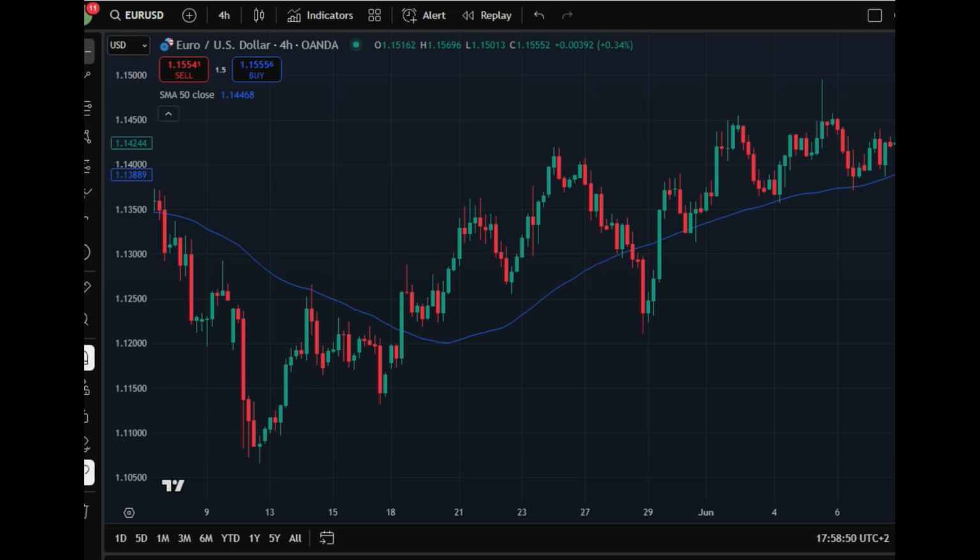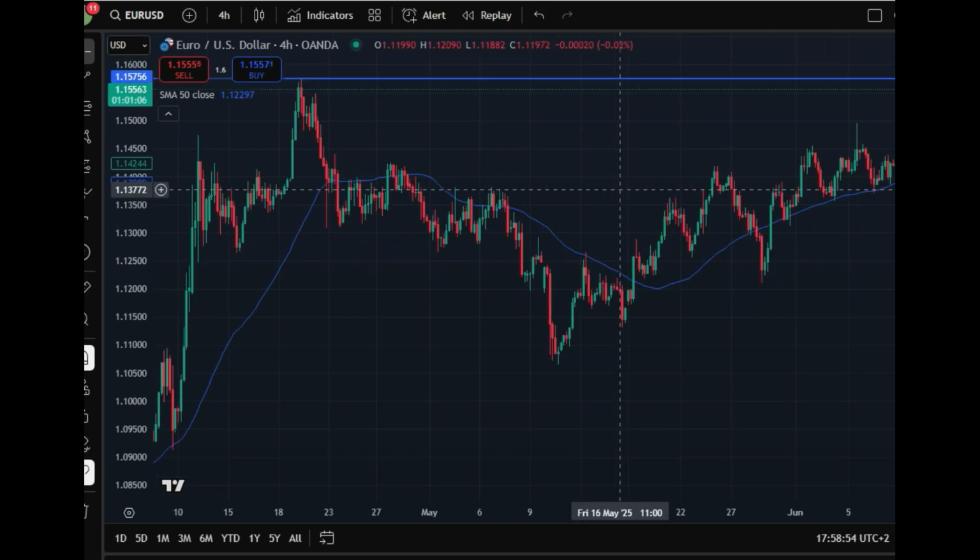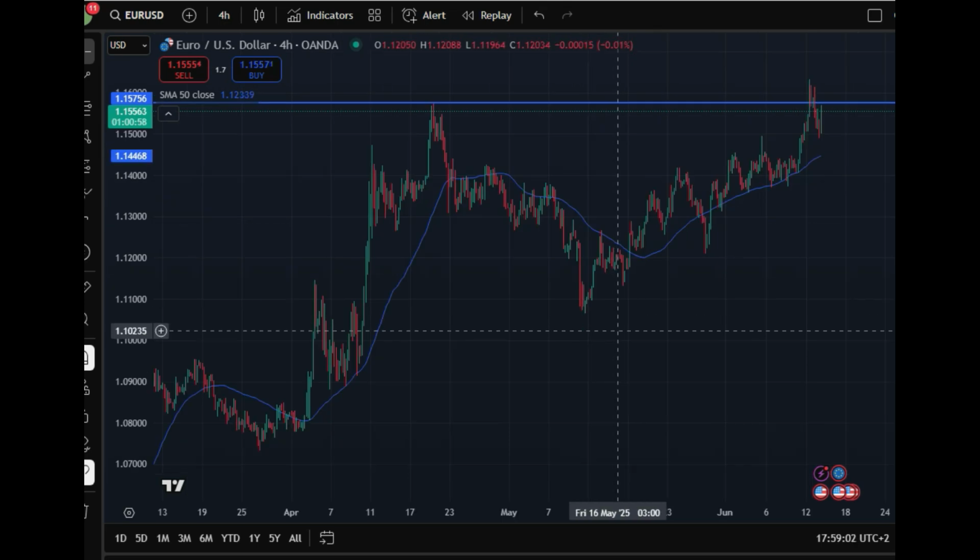Today we'll talk about sideways market and choppy price, and how to avoid trading during those hours. So right now we are watching the euro dollar. If I just zoom out this chart, we can realize it's really choppy.